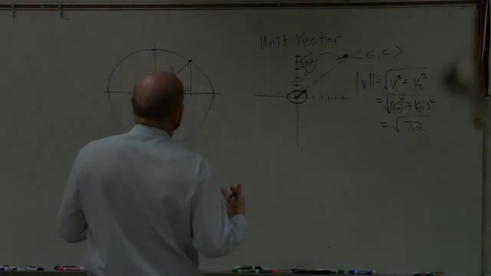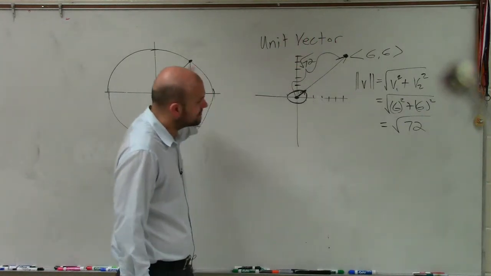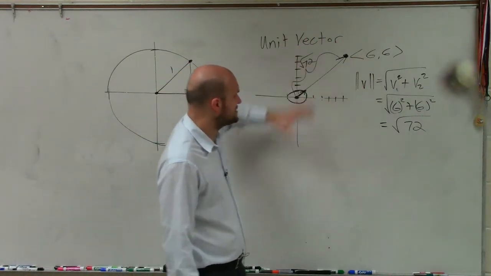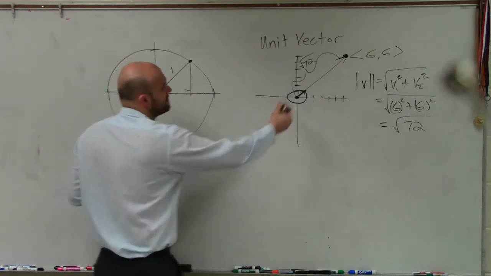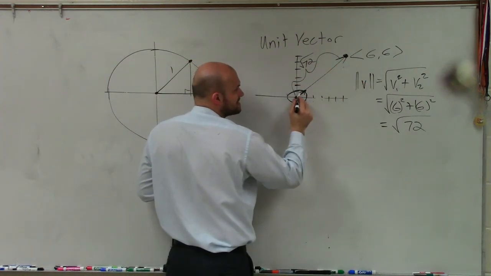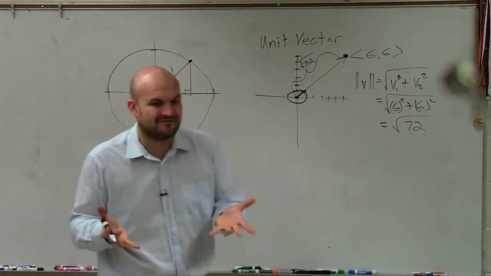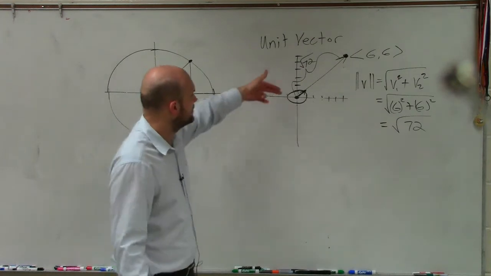How are we going to find a unit vector? So we talked about, here's a vector, and this vector has components 6, 6. But let's just look at it in general. When we have a vector, what we want to do is rewrite it so it only has a magnitude of 1. In this example, we have a magnitude of √72. So how are we going to find that magnitude of 1?